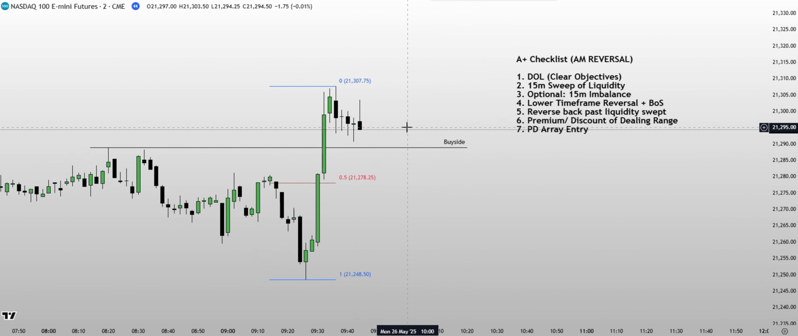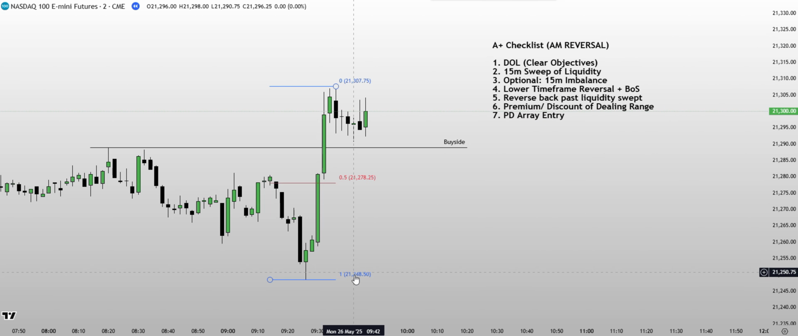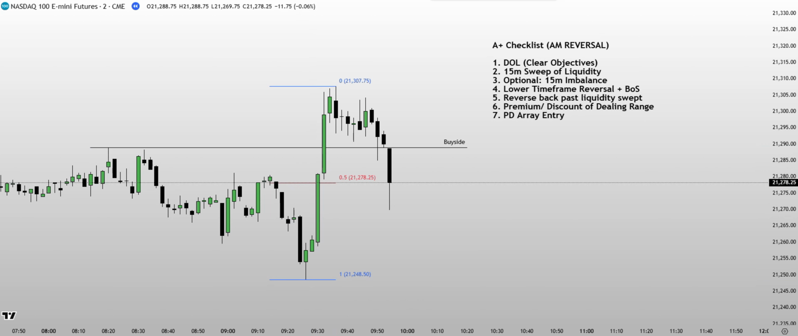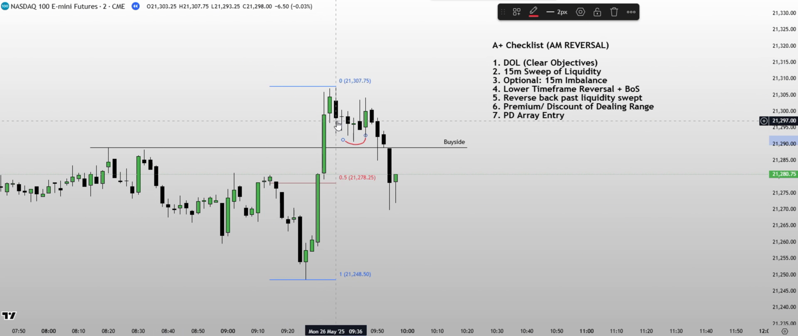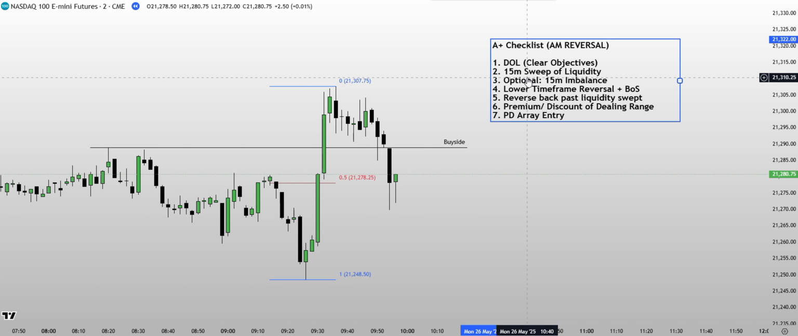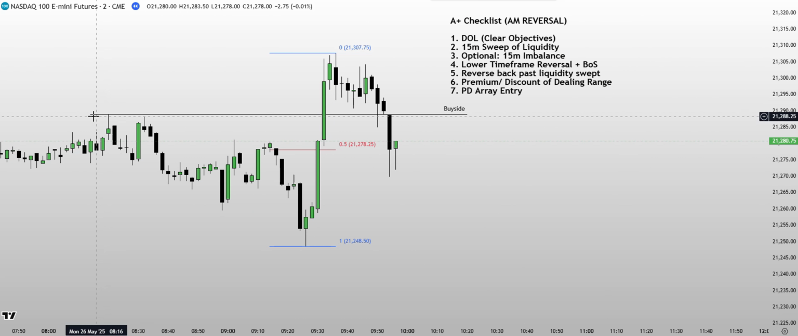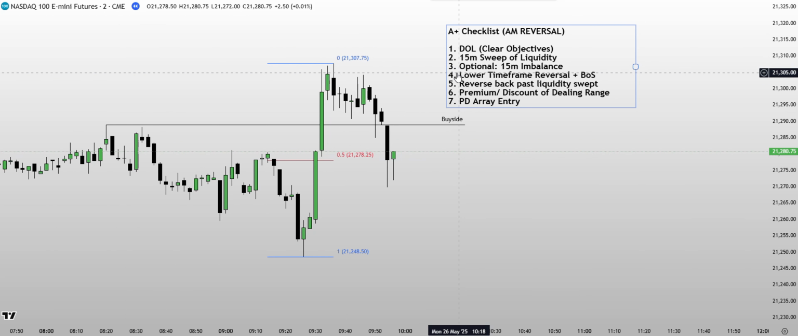So next I'm looking for either price to reverse and then break structure, or if a change in the state of delivery occurs, that is valid as well. Price is beginning to reverse, nothing clear just yet, and we do get this break of structure right here. Price breaks through this minor swing low. This is a swing low right here. Price breaks through it with that reversal, and it's back past the liquidity, the buy side that it swept right here.